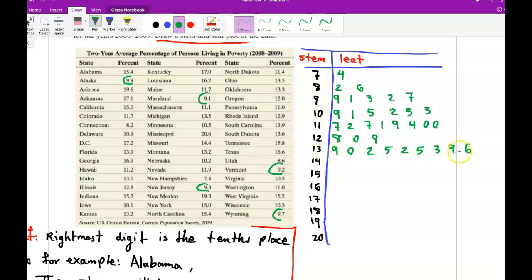Okay, so we have 13.6. Here is 14.4, 15.4, 15.0, 0.2, again 0.0, 0.4, 0.8, and 15.2. 16.9, 17.1, 20, 18, we have nothing here, 19.6.